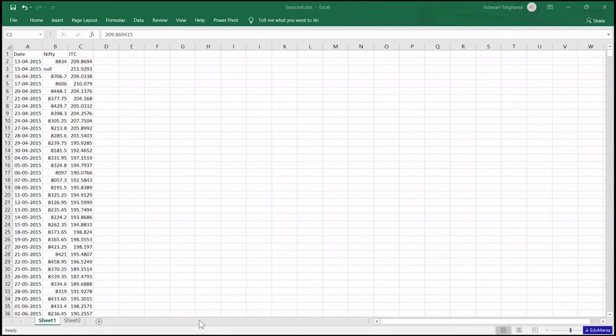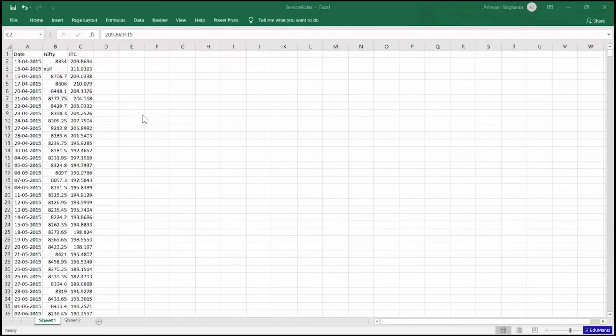So today we are going to discuss statistical functions, as it was scheduled for the fourth session, and today we will look into some real data of shares, share prices, and we will try to analyze them statistically. So that will help us to understand the statistical analysis on Excel in a better way.